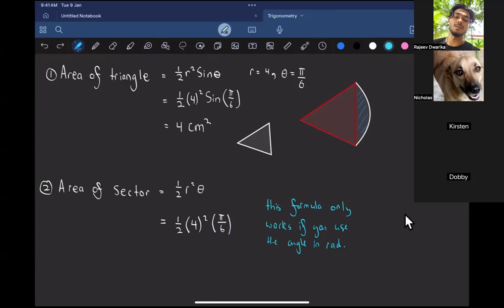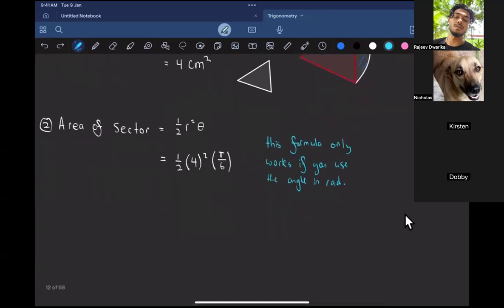Nicholas, I'm gonna explain that one more time. So you see how we use theta as pi over 6? You can't use 30. So you had to use the angle in radians. But what I'm saying is, in a calculator, if your calculator is in degrees or radians, it will not affect the answer because there are no trig functions. Let me show you what I mean by that.